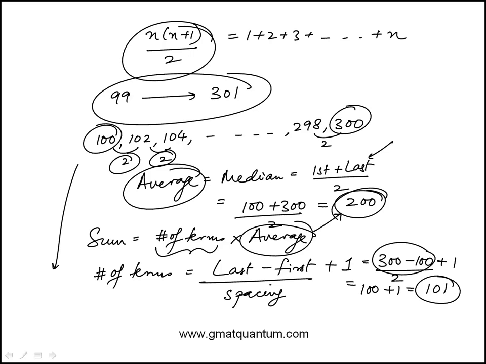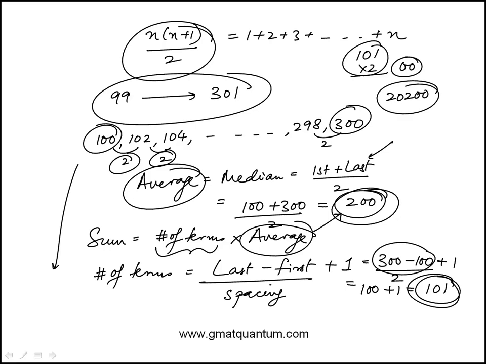So the sum is the average times the number of terms. 101 times 200, double that, that's 202. Append the 2 zeros. So the answer is 20,200. So that's the most direct way of doing this problem.